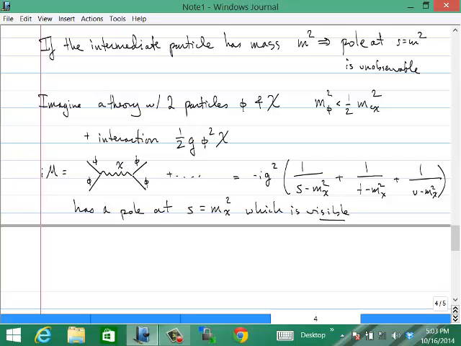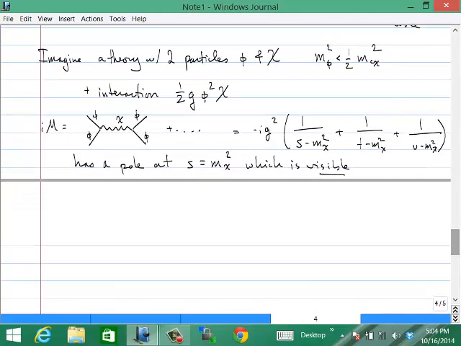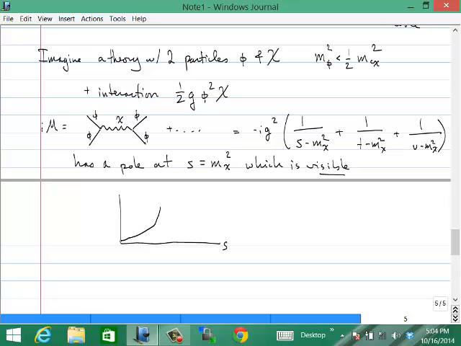So, in particular, and this is literally what people who study particle physics do, you could study 2-to-2 scattering, where you have 2 incoming particles and 2 outgoing particles, and you could graph the scattering amplitude as a function of energy, and then it'll have a peak at the energy of the internal particle.